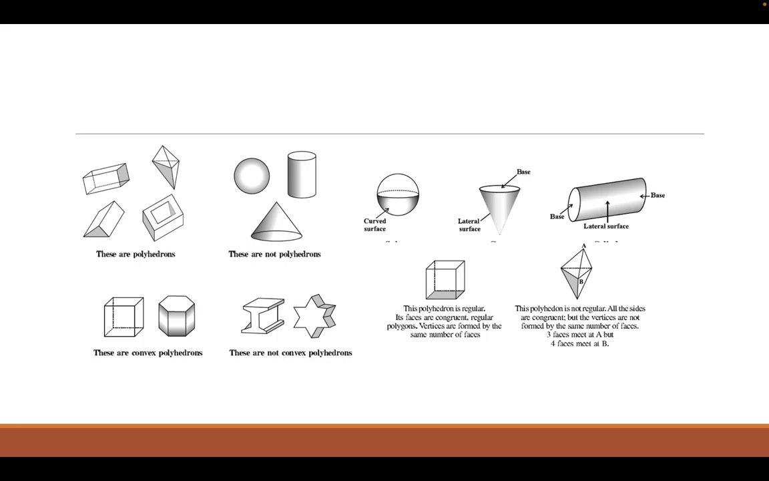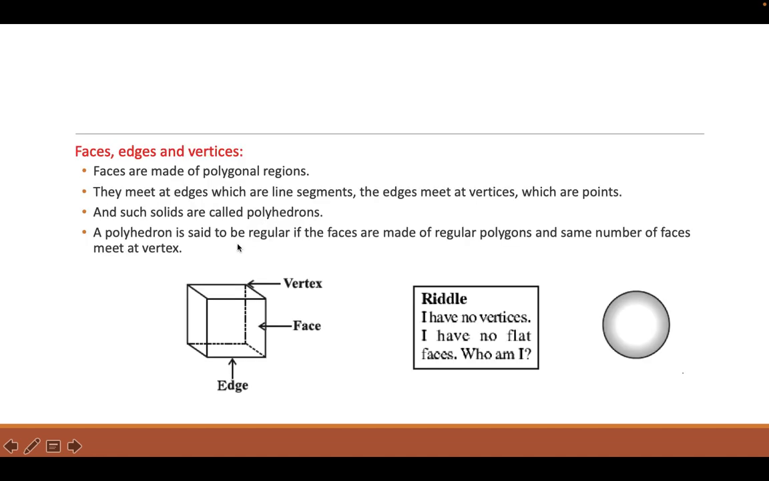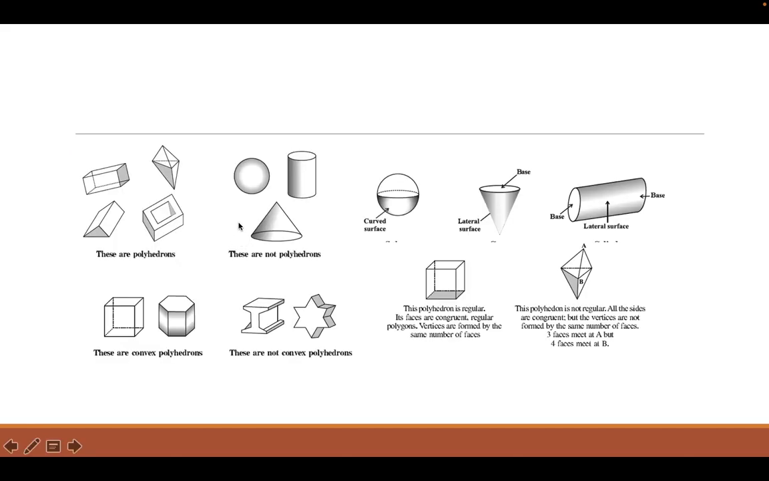Okay, these are some more figures regarding polyhedrons. What is a polyhedron? What is not a polyhedron? These are called polyhedrons: polygonal faces, with a similar number of faces meeting at vertices. These are non-polyhedrons because they don't qualify the requirement of a polyhedron, which you can see on the previous slide. It has to have faces, edges, and vertices, which is not there. So it's not a polyhedron.